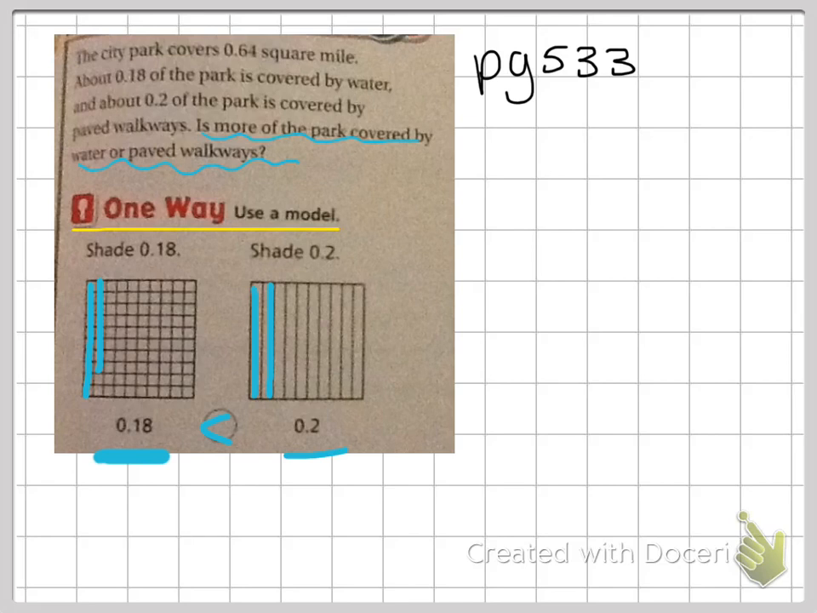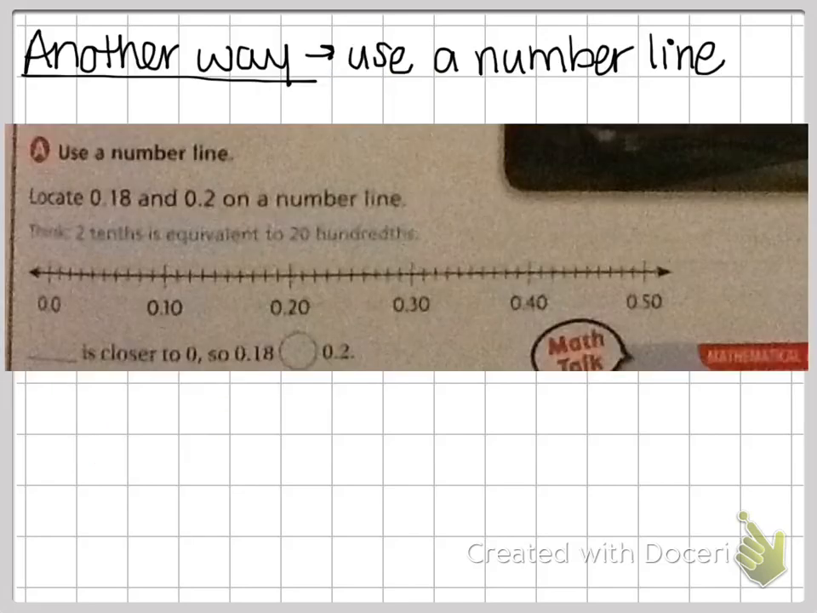Another way that we could have solved this same problem is by using a number line. So our first job is to find and locate 0.18 and 2/10 on that number line. So 2/10 is pretty easy to find. It's right there. It's the same as 20/100. And 0.18, we can think about that as 18, so I can count up from 1/10 or count backwards 2 jumps from 2/10 to find 0.18.